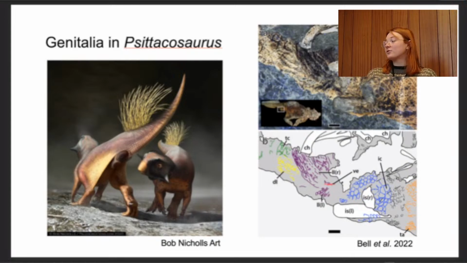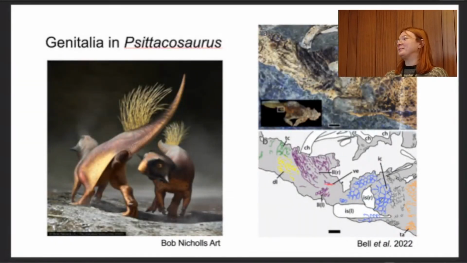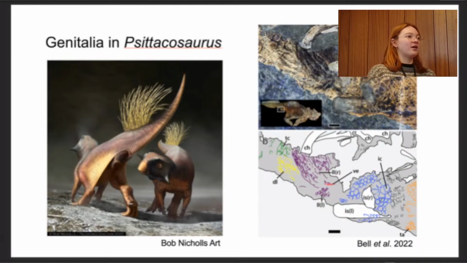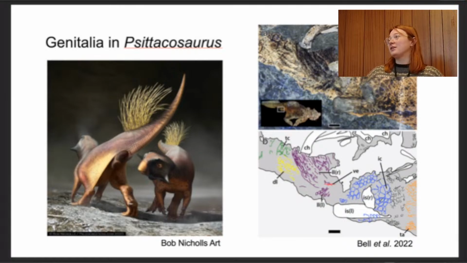So Psittacosaurs, we have one in the gallery actually if you want to head out and look at him later. He's really cute. He's called Frank. Psittacosaurs are these basal ceratopsians, and they were just everywhere in Asia when they were around. And we find mass deathbeds of them. We find juveniles with older individuals. They're really, really common and they're really cute and gorgeous.